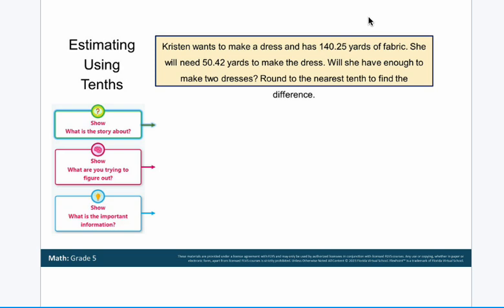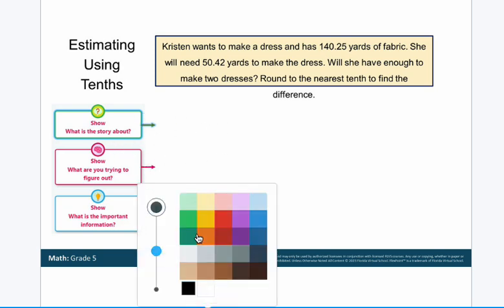All right, so I just did my first read, heard the information. Sounds like Kristen wants a new dress. She has some fabric. I know how much she needs to make a second. I'm trying to find out, can she make 2? Okay, now I'm ready to do my second read, and I'm going to focus on more specific information.